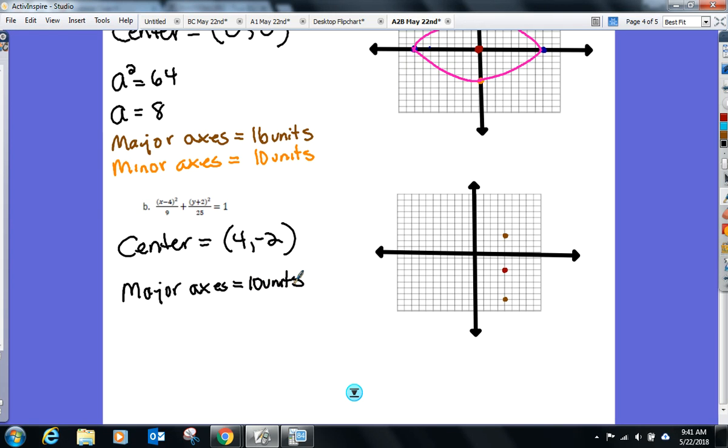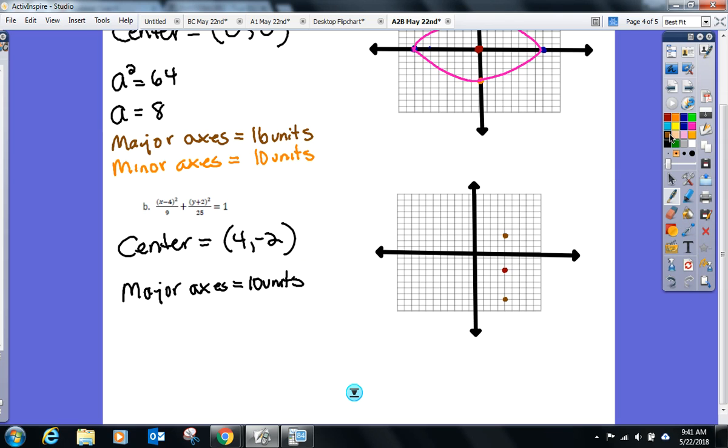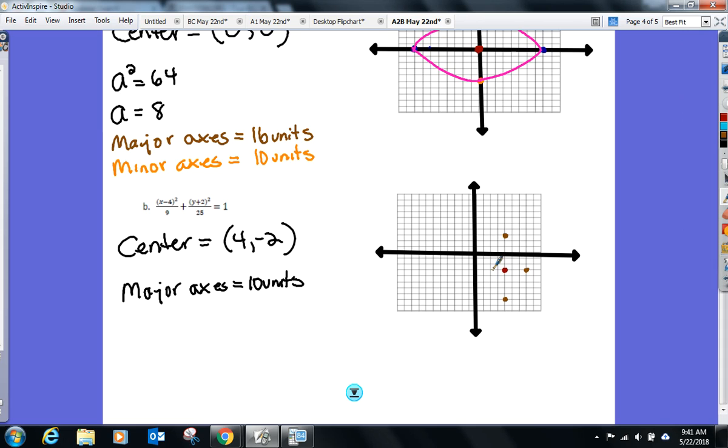And then how far on the right and the left are we going here? 3 units. Yep. 1, 2, 3. 1, 2, 3. And how long's the minor axis now? 6 units.